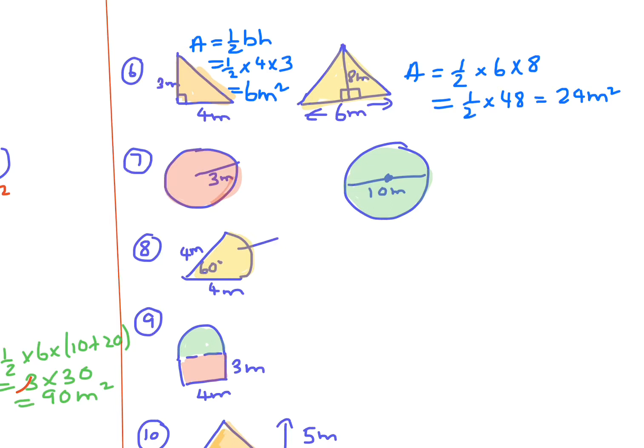Then we have the circles. So the circles, you need the radius for the area. The radius of this one, 10 divided by 2, which is 5. The formula is area is pi times radius squared. So it's pi times 3 squared. Okay, that equals 28.3 if you did it to 1 decimal place.